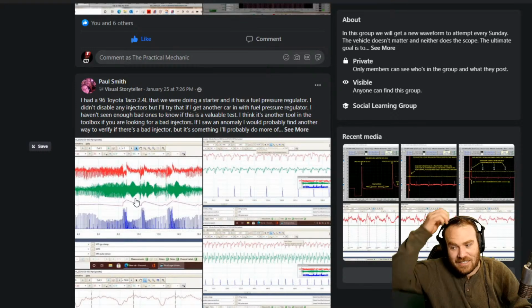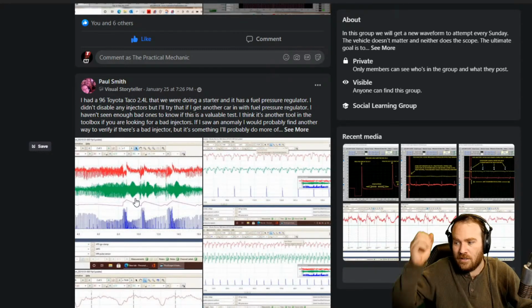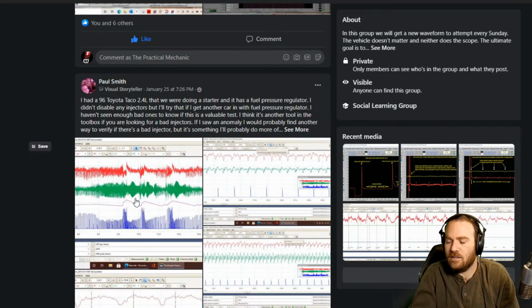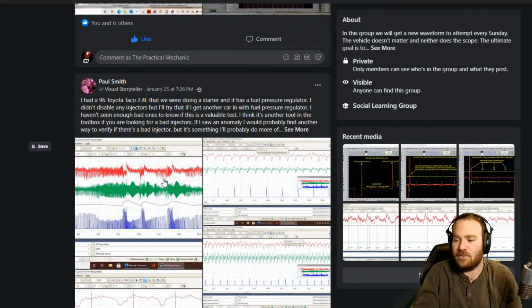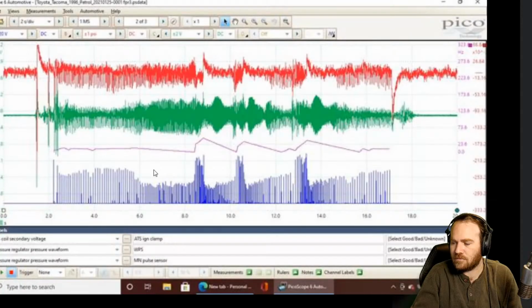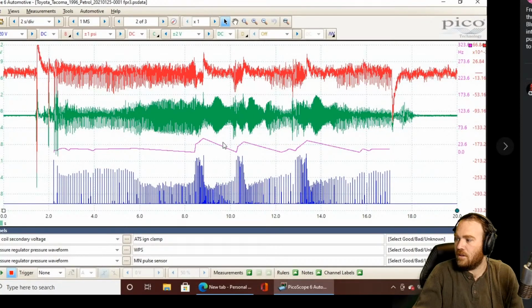Paul Smith has a 96 Toyota Tacoma 2.4. They were doing a starter on it, and it has a fuel pressure regulator. So perfect vehicle to get a capture on. So this is on startup. We have idle, raise the RPMs, 3 snap throttles, back to idle before shutting it off.